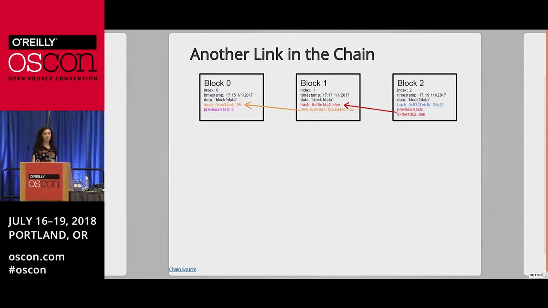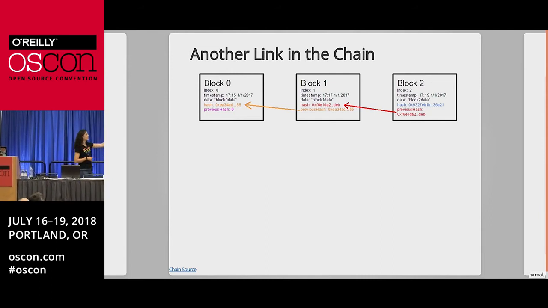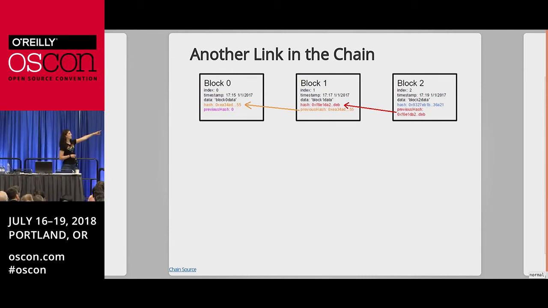All right, I see people taking pictures. Yes? Is it just the hash of data, or the hash of the entire block? So it's the hash of the entire block. The hash of the entire block does not include the hash of itself. So it's going to be a hash of the index, timestamp, data, and previous hash. But I obviously can't hash my own hash.